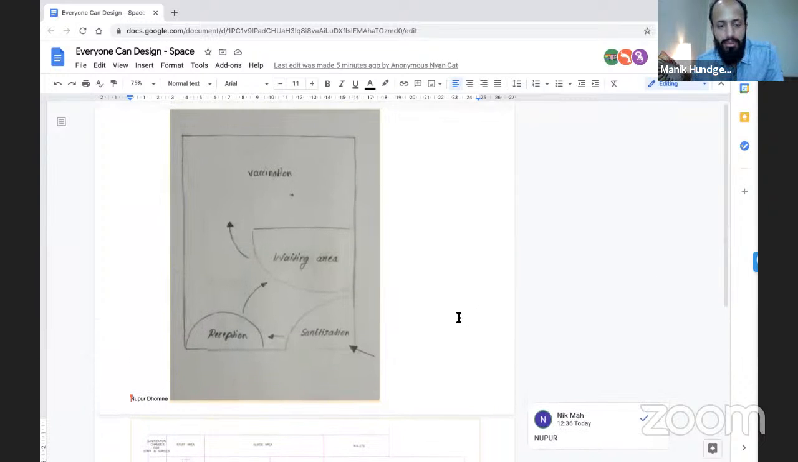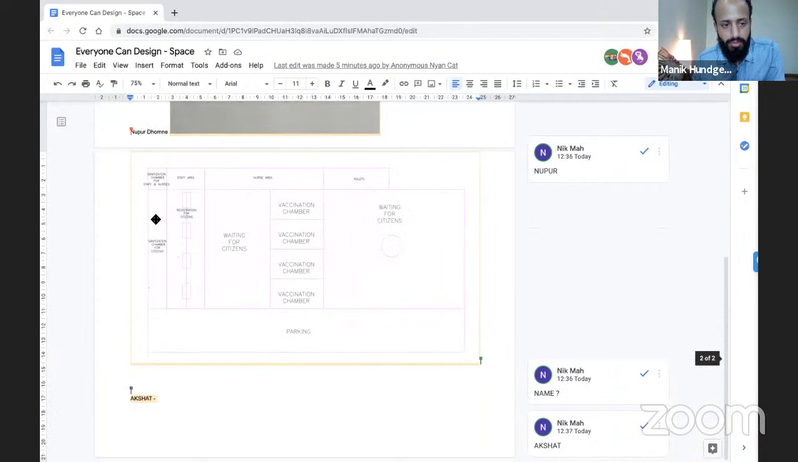So this is Nupur's layout. She said this is the vaccination area, this is the waiting area. She's separating it here. And this is a sanitization area, this is the reception area. So you first sanitize, then you go to the reception, then you go to the waiting area, and then the vaccination, right?